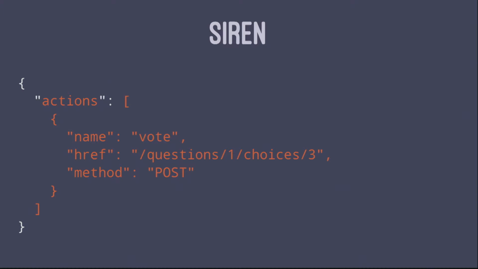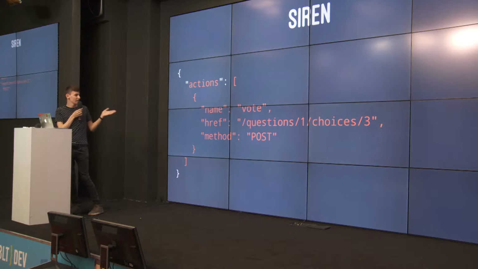So here we've expressed that we have a relation called vote. So to do a state transition called vote, we would make a POST request because it's mentioned in the JSON payload, and the link to do that.